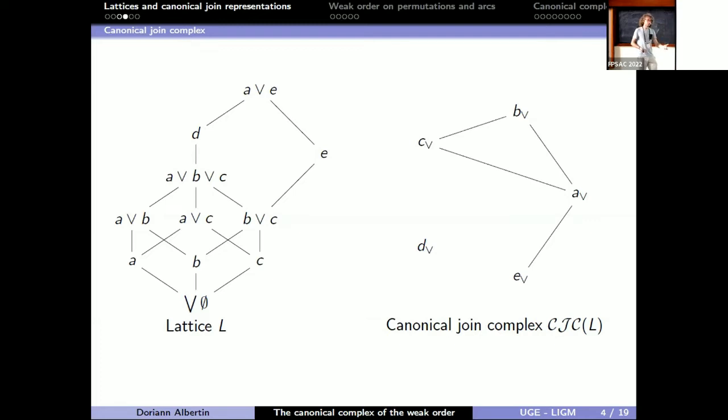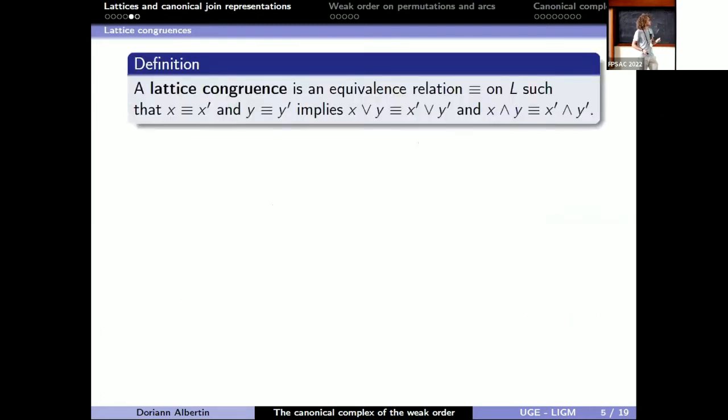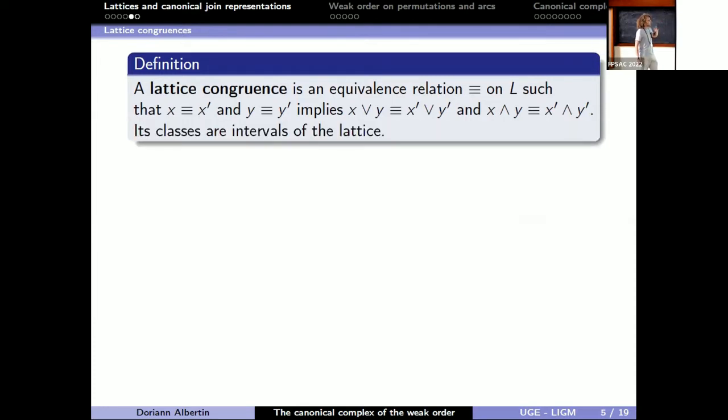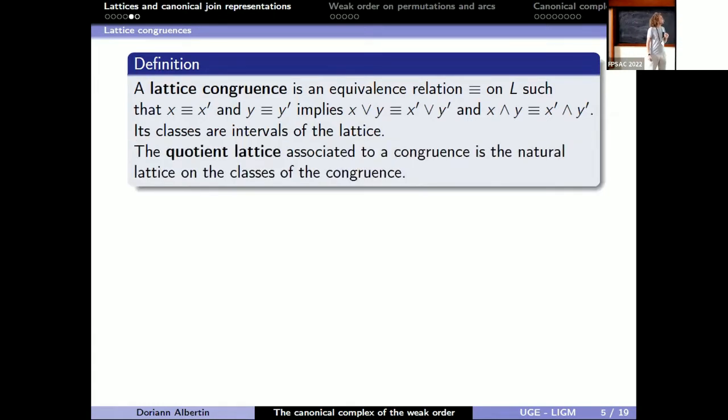Now, another thing I'm going to be working with on lattices is congruences. So lattice congruences are equivalence relations that behave well with join and meet operations. These are more formal statements, but really think of them as the natural way to build an equivalence relation when you have join and meet operations. This has been widely studied. We can show that their classes are always intervals. That will be useful later. And they allow us to think about the quotient lattice, that is just going to be a lattice structure on the classes of the relation.